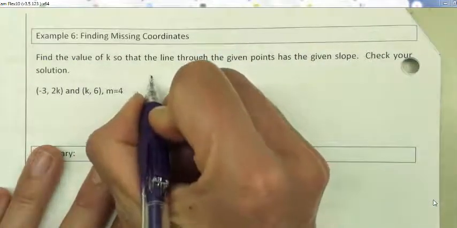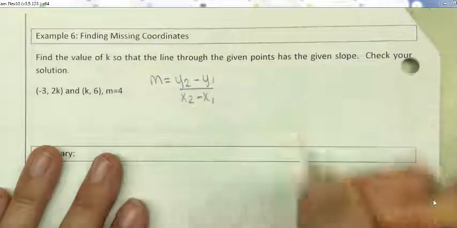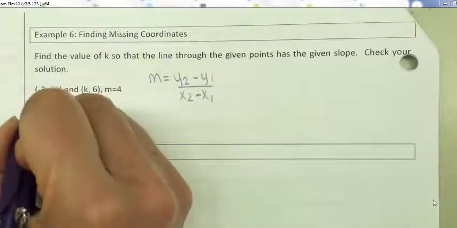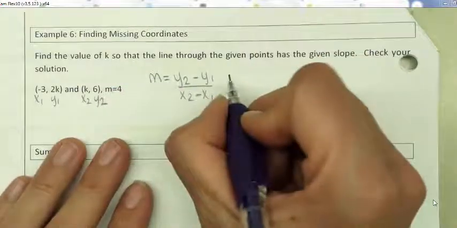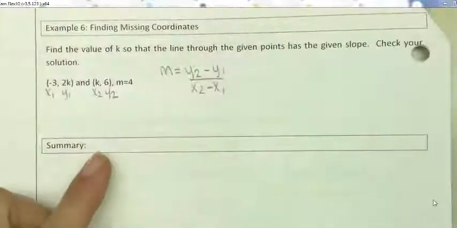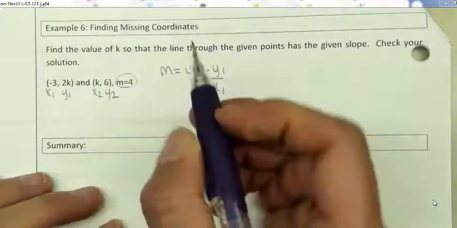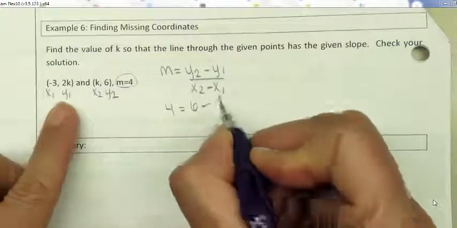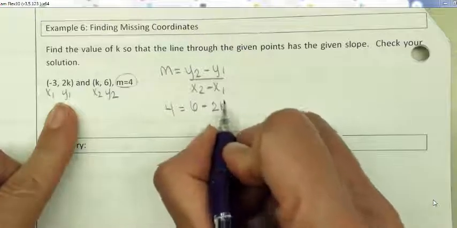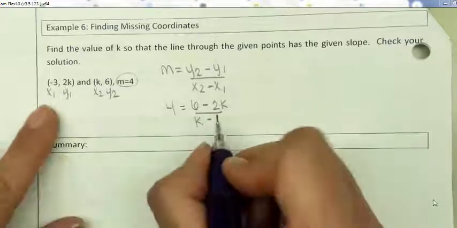So I have to still use the exact same formula. Okay, so remember, I'll write this one more time. Slope is y2 minus y1 over x2 minus x1. Just label your points. So I'll make this my first point and this my second point. I'm going to plug everything in that I have. Now, I also have the slope. So I'm going to plug the slope in for m. So 4 is equal to, okay, we're going to put 6 in for y2 minus y1. Ooh, y1 has a variable in it. That's fun, isn't it? Okay, and then x2 is k minus x1, negative 3.